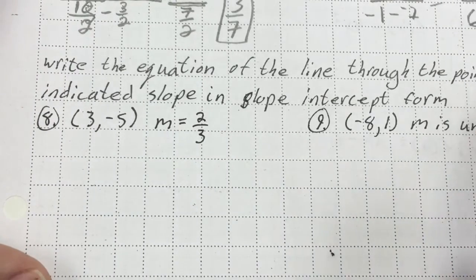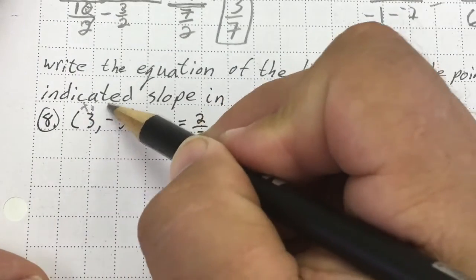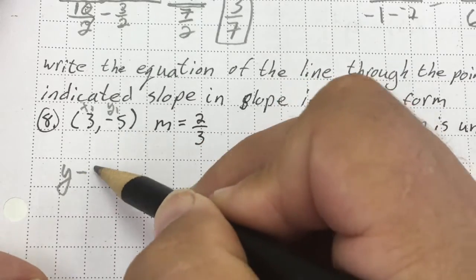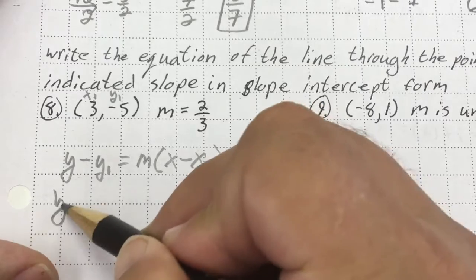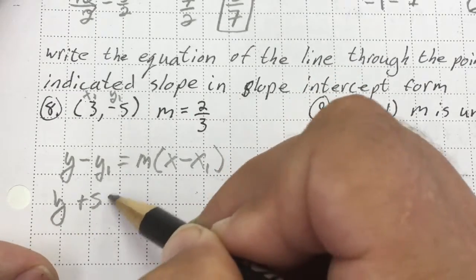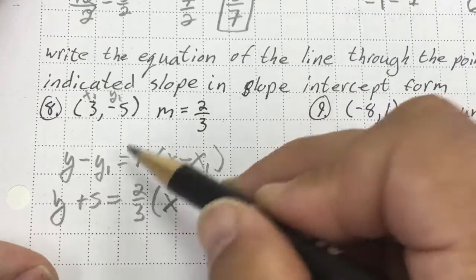Write the equation of the line through the point with indicated slope. I'm going to label this as x sub 1 and this is y sub 1. Y minus y sub 1 equals m times x minus x sub 1. This is going to give me y minus negative 5, which is plus 5, equals 2/3 times x minus 3.